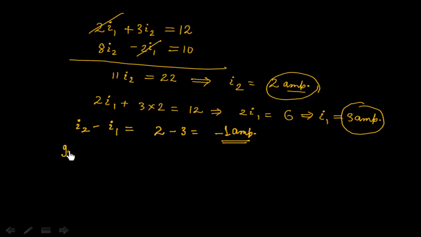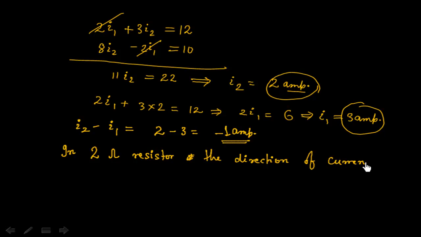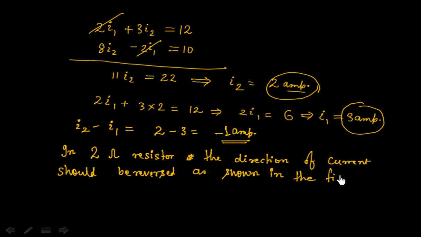I have to reverse the direction of current. So in the 2 ohm resistor, the direction of current should be reversed as shown in the figure, and the magnitude will be 1 ampere.